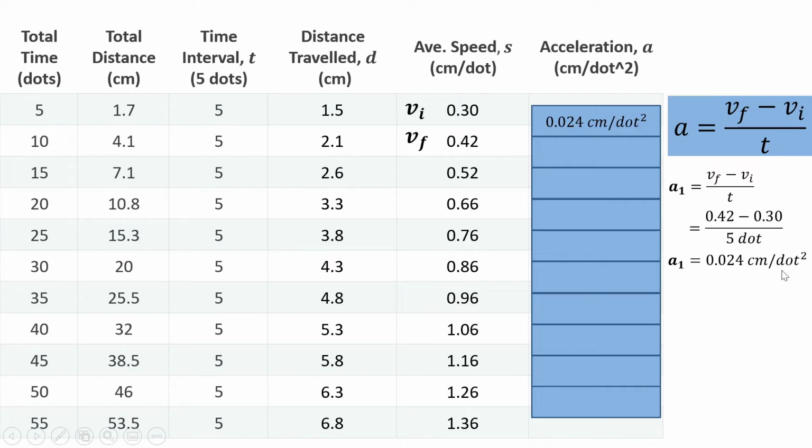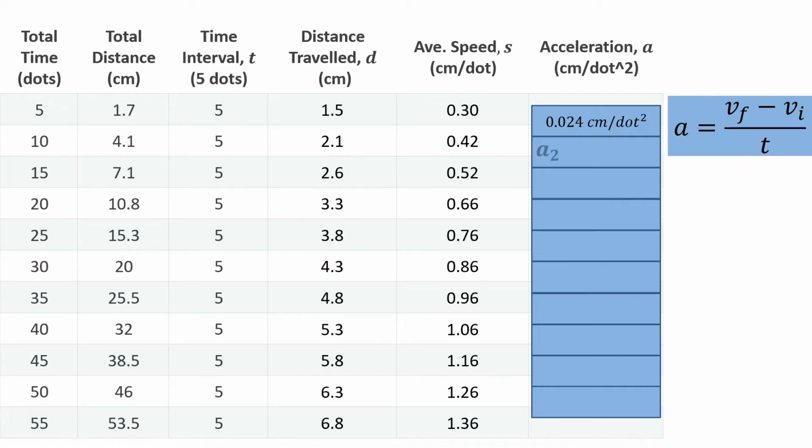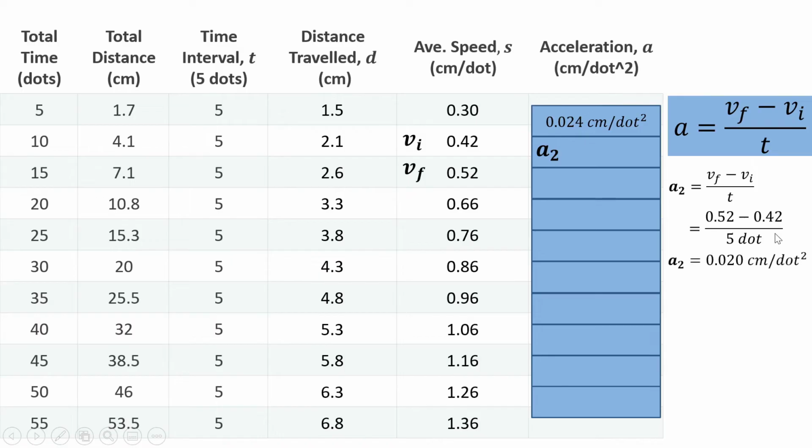And that is our first acceleration. For A2, the second acceleration, the 0.42 will now be your initial and the 0.52 will be your final velocity. To solve for A2, we will have final velocity minus initial velocity divided by time, which is always 5 dots. So that is 0.52 minus 0.42 cm per dot divided by 5 dots. So A2 now is 0.020 cm per dot squared.